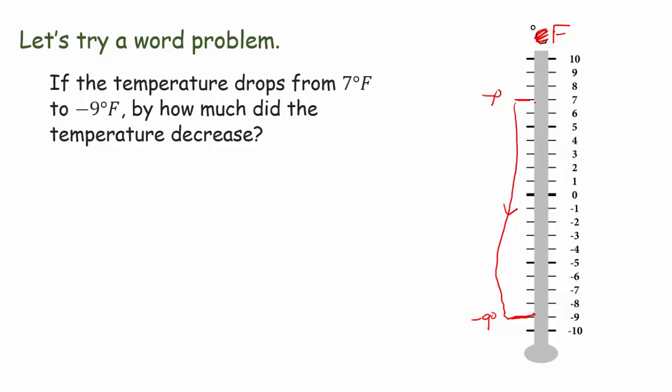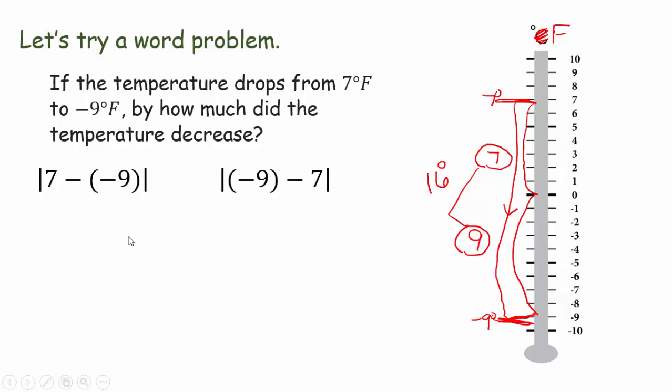Well, let's take a look at here. To go from 7 to 0, you decreased 7 degrees. To go from 0 to -9, you decreased 9 more degrees. How many degrees did you decrease? You decreased 16 degrees. So we know our answer should be 16. Now, the visual is often helpful. You could also do this mathematically. And how would you do it mathematically?